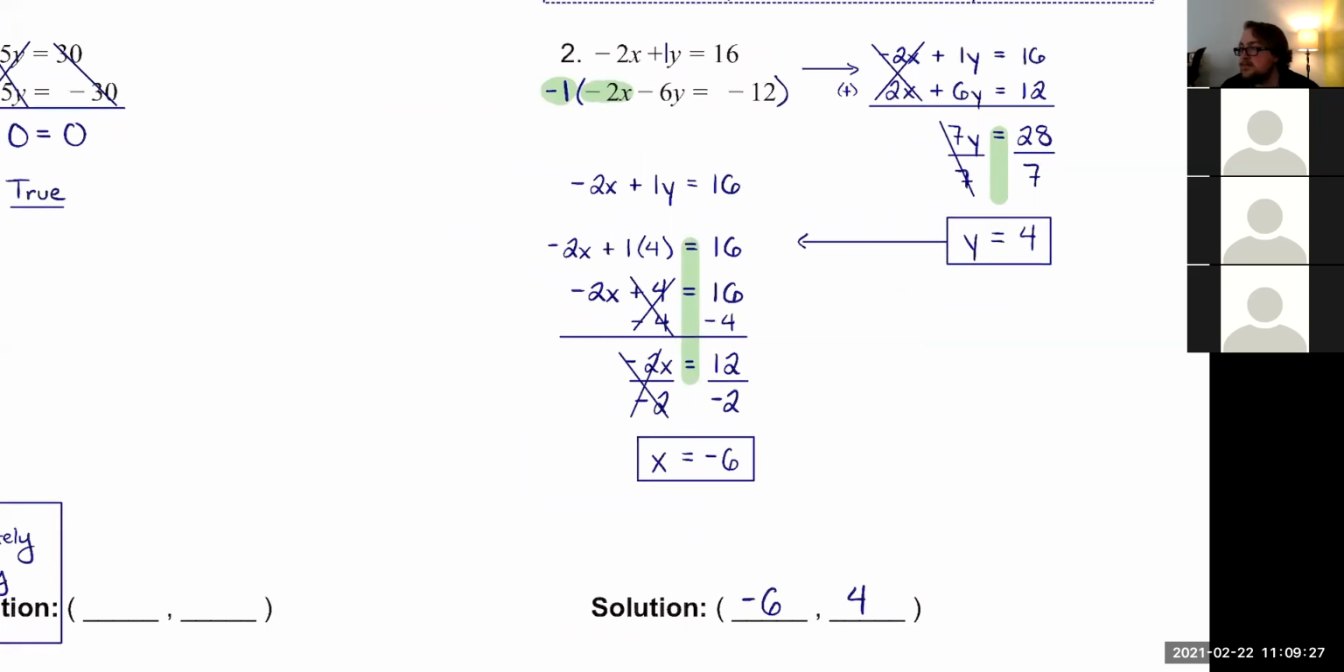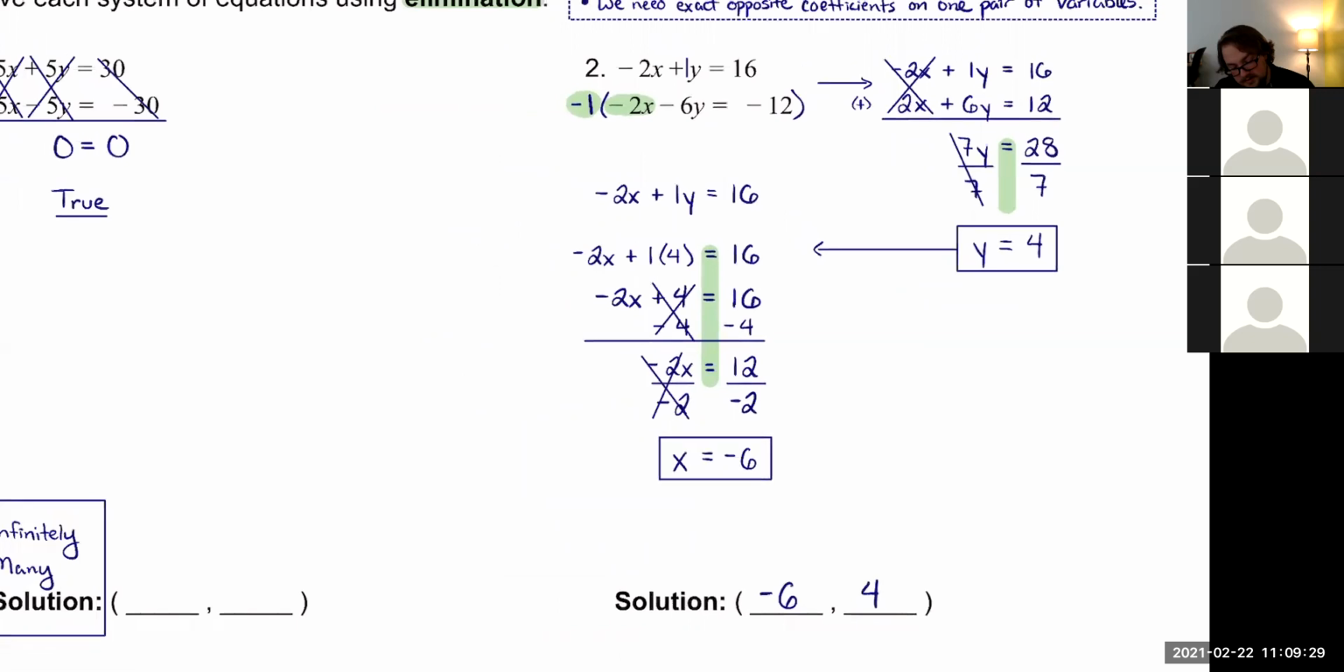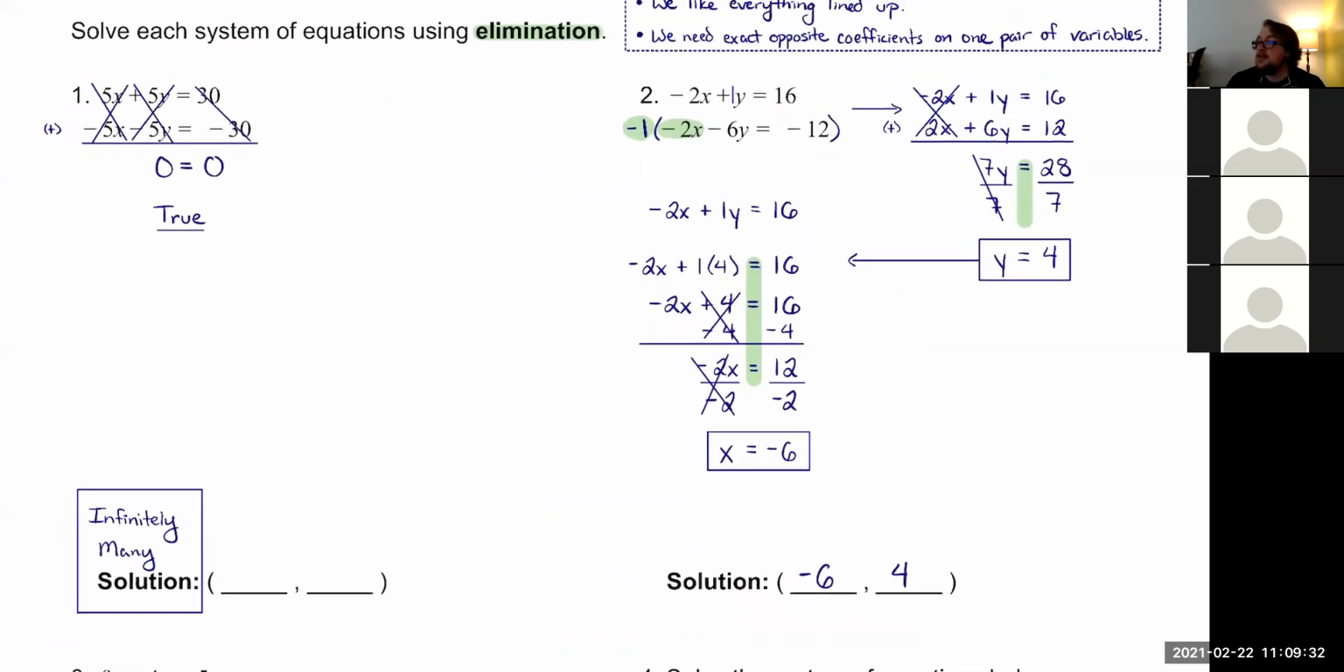So the first one is no solution. The first one was infinitely many solutions, because when we eliminated everything, we were left with 0 equals 0, which was a true statement. True statements mean infinitely many. False statements mean no solution.